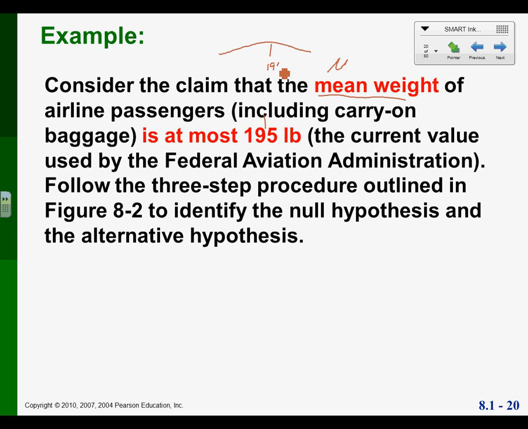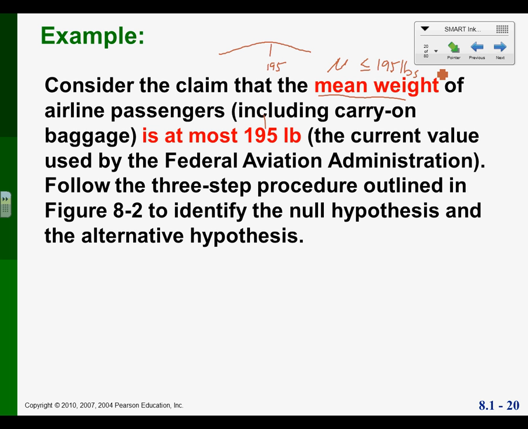Here's 195. What would this claim be? It could be anything less than 195. Could be 195 itself. Okay, so we're saying that the mean is going to be less than or equal to 195 pounds. That includes airline passengers.